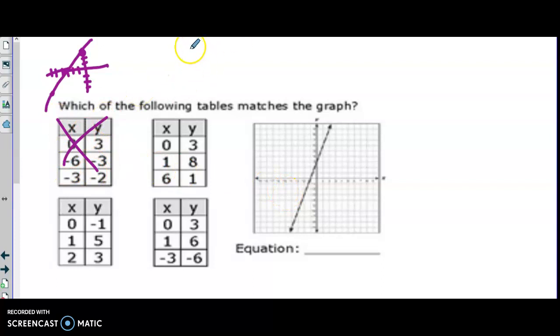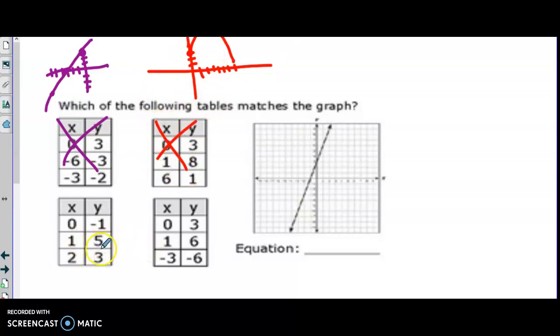So then I could come over here and I could just quickly sketch another one for this one. 0, 3 is right there. And then 1, 8 is way up here somewhere. I ran out of room. And then 6, 1. So this graph actually kind of looks like that, which is definitely not it.